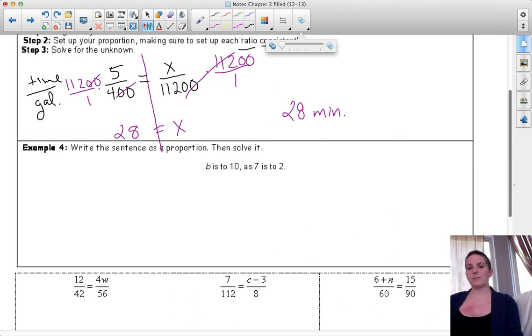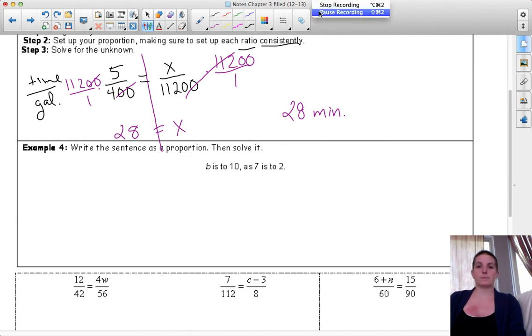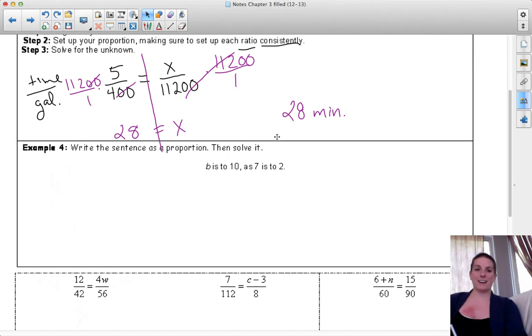Would you please give example 4 a try? Alright, so none of your cheating. I really want to see you do example 4, and I want to see you do this first problem. So pause it now and give them a try.